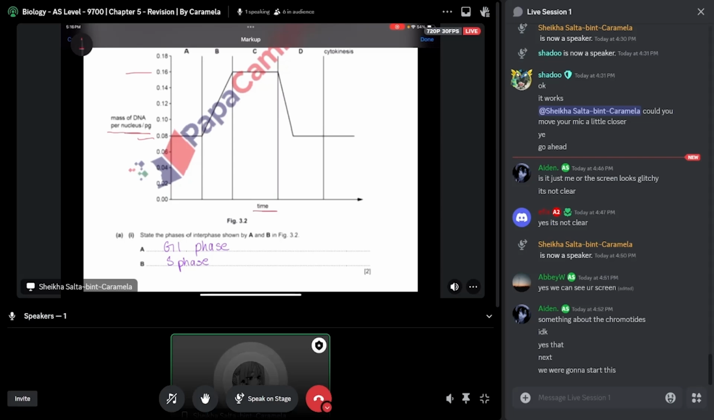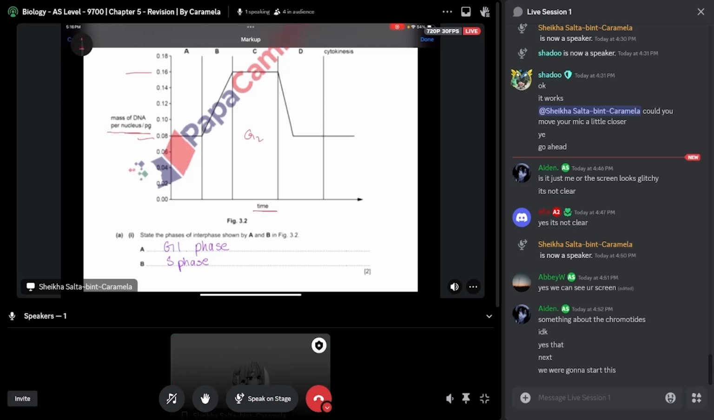Then in C, it again has a constant mass, which means it's again in a resting phase. Since it's after your S phase, that would mean it's in your G2 phase, because in this phase, DNA correction is happening and nothing else.